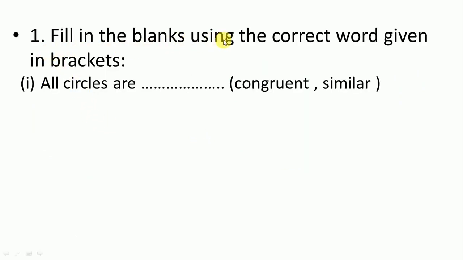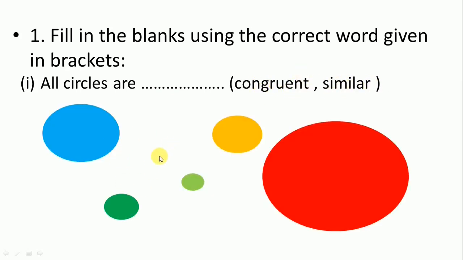Our question is fill in the blanks using the correct word given in the brackets. First, all circles are dash. In bracket, two options are given, congruent or similar. Here we have some circles. What we have to see first? The shape of the figure. The shape of the figure is same. Next one is size. The size of the figure is different. So we can say that circles are similar.